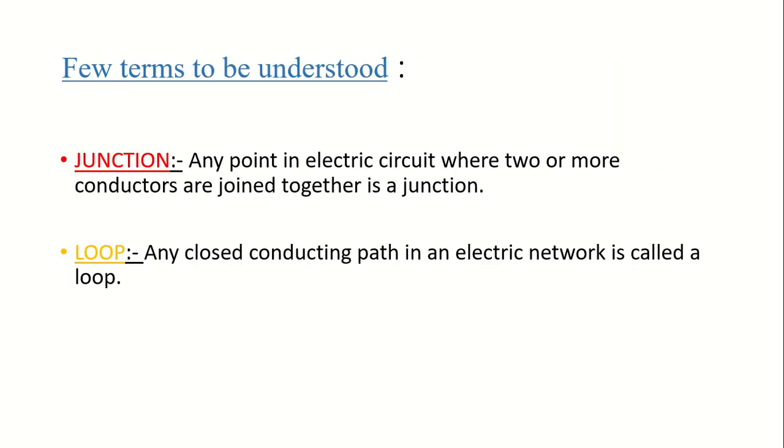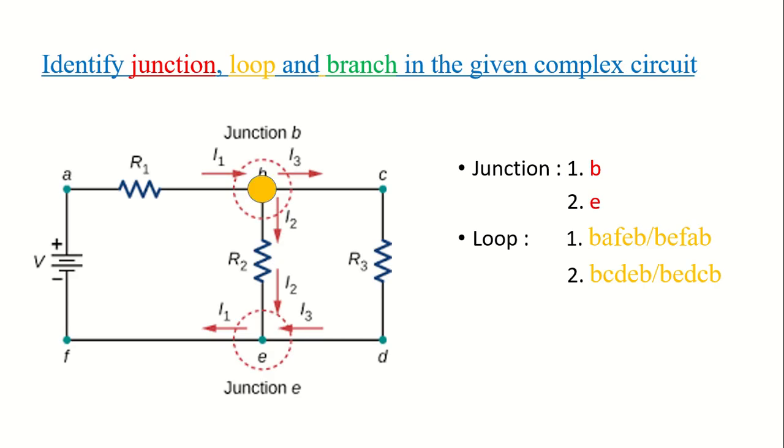Next, the definition of a loop. What is a loop? Any closed conducting path in an electrical network is called a loop. Now you can see the diagram. In this, see the loop which starts from junction B and moves in the direction B, A, F, E, B. That forms one loop. Now you can see the second loop, which starts from B and moves in the direction B, C, D, E.